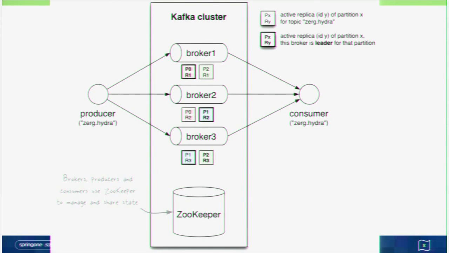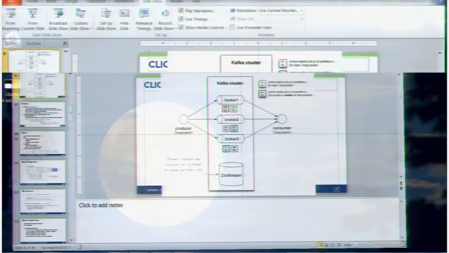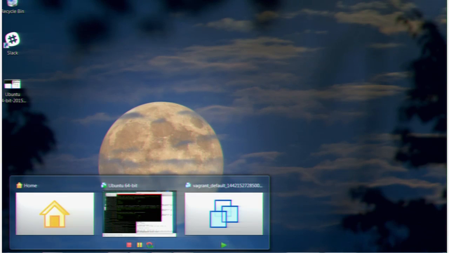P0, P1, and P2, those are the partitions. There are 3 partitions, and those are the main ones, and that's why they're in bold. And the R is a copy of that partition's data on a different machine. And Zookeeper is used to manage all that state. So let me just go show a demo on that.